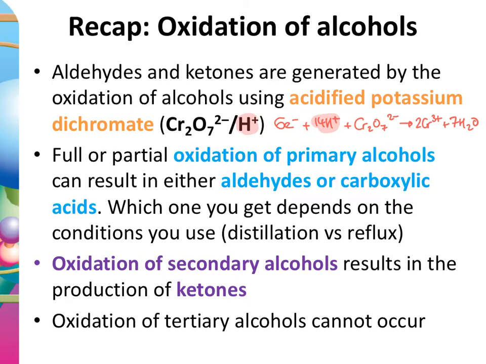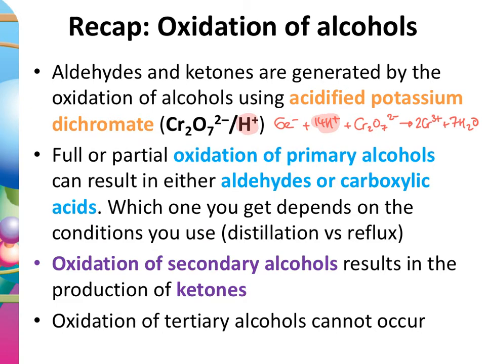So if we want an aldehyde, then we'll use distillation. That's because as the aldehyde is produced, it will have a lower boiling point than either the primary alcohol or the carboxylic acid that might also be produced. And because it has a lower boiling point, we can distill it off. As it's formed, we can distill off the aldehyde product and collect it.